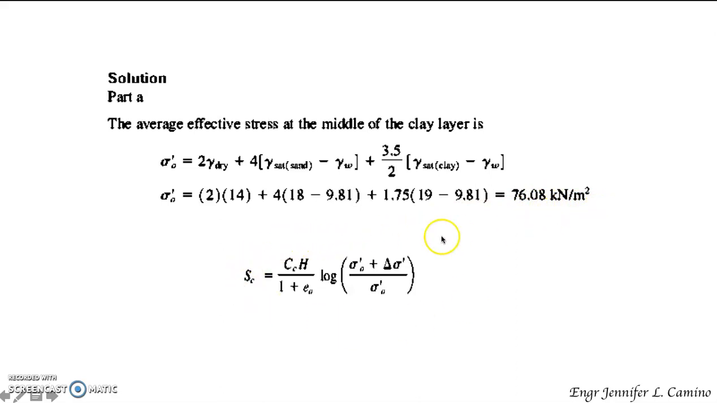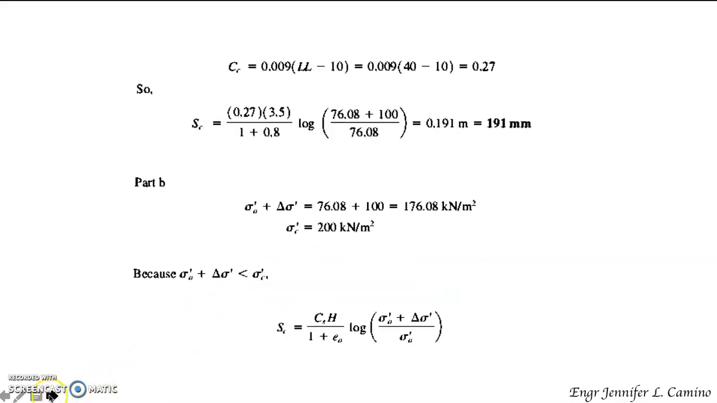So that gives 76.08 kilonewton per meter squared. And you can use this equation to get the value for the settlement. Using this equation, substitute the given values. First, we have to identify our C sub c, which is equivalent to this. Substitute your liquid limit, then that gives us 0.27. So therefore, our settlement is equal to 191 millimeters.